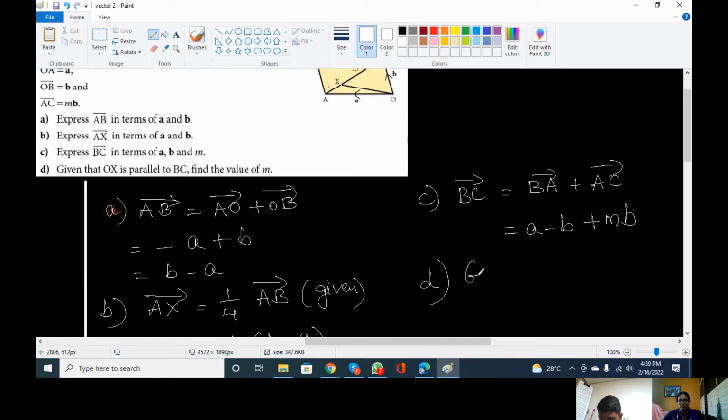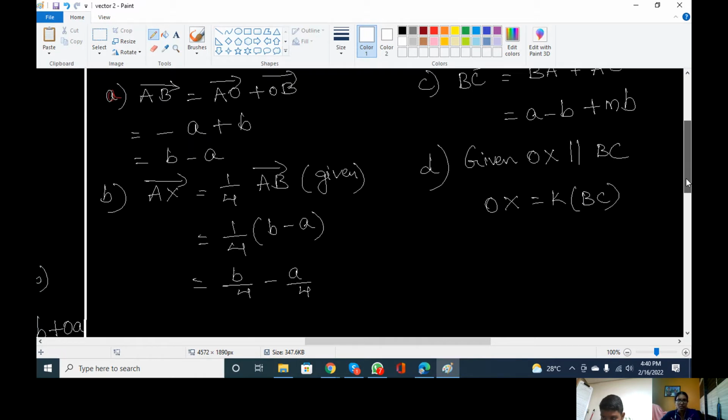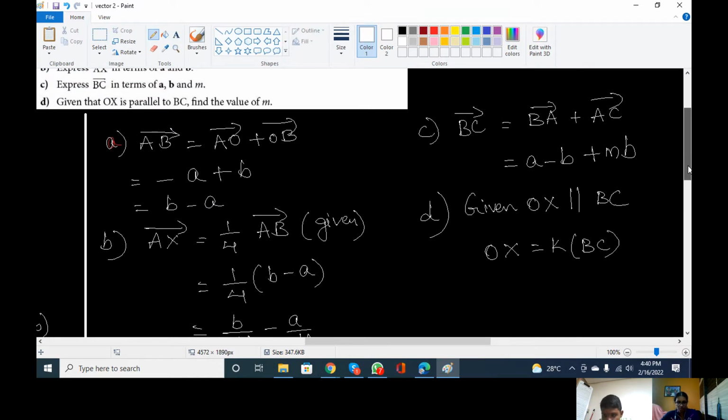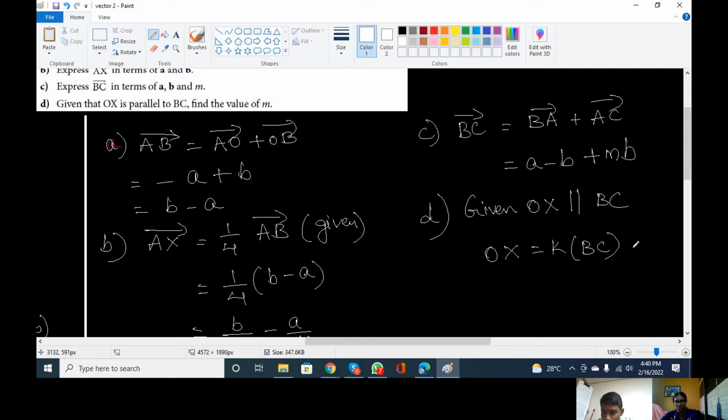Given OX is parallel to BC. So if you remove the parallel symbol, you can put a constant. Already M is used, we will take K as a constant. OX is equal to K times BC. Let's take K as a constant, that many times. Now, OX we need to find out and BC also we need to find out and substitute in this. Let's take this as equation 1.